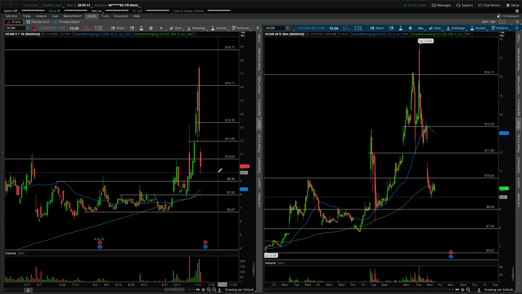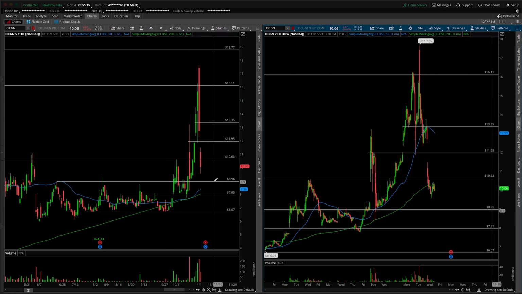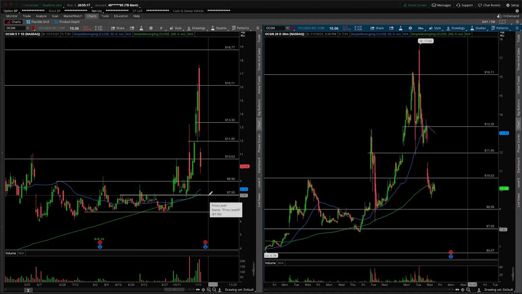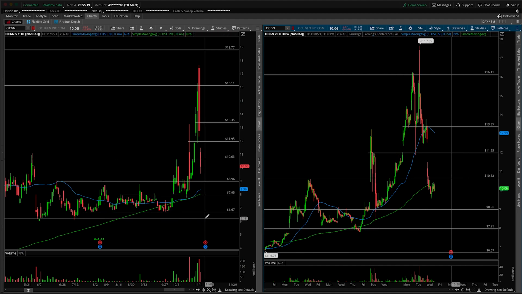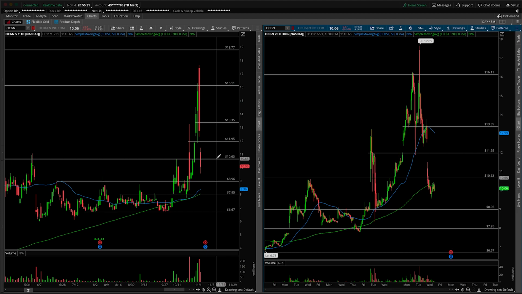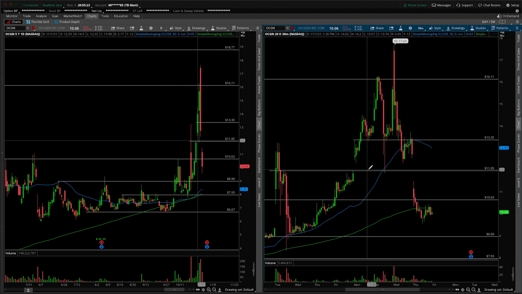I want to clean up the chart a little bit. Certainly this 9 level is still very important. Underneath we have 8, that is still very important as well, and the floor will remain at 6.67. But 10.63, as you can see, was just blasted right through today.